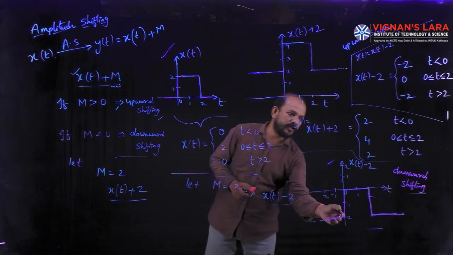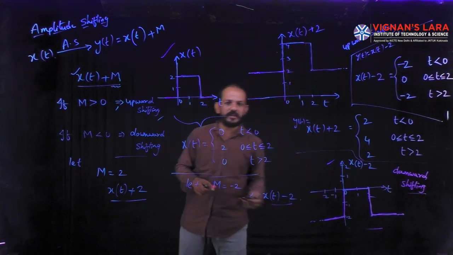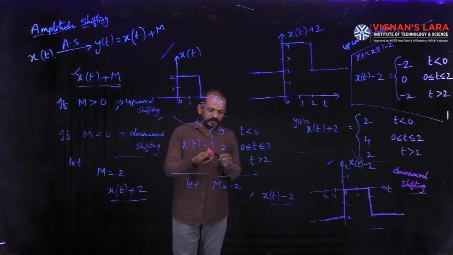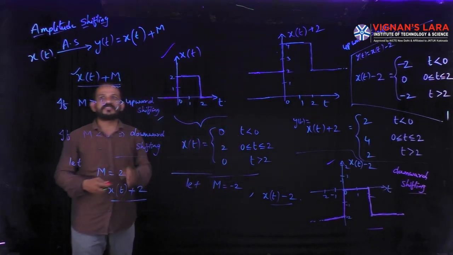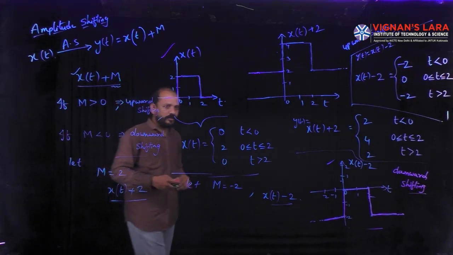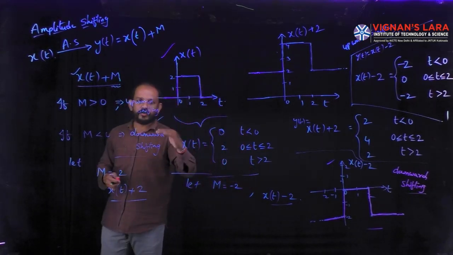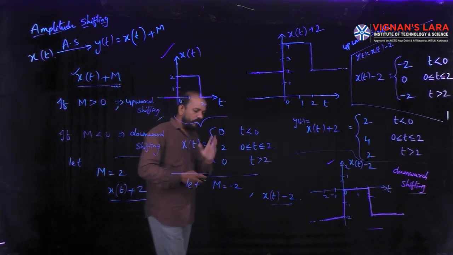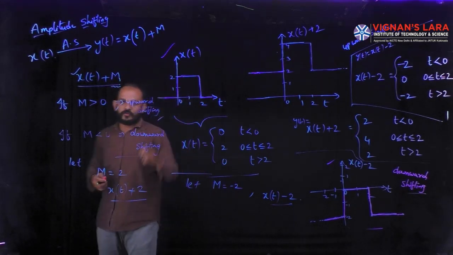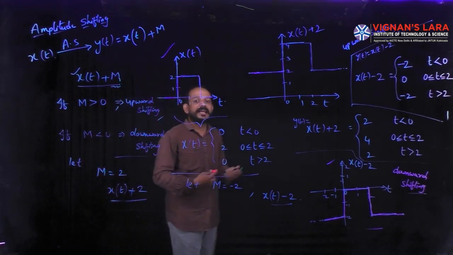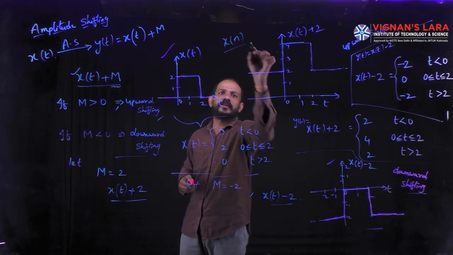Here the same shape is moved downwards. Hence, this is the upward shifting and this is the downward shifting. So this is the amplitude shifting of a continuous time signal x of t. So in continuous time signal x of t, we have two types of shiftings, upward shifting and downward shifting. Now you have to do the amplitude shifting for discrete time signal, that is x of n.